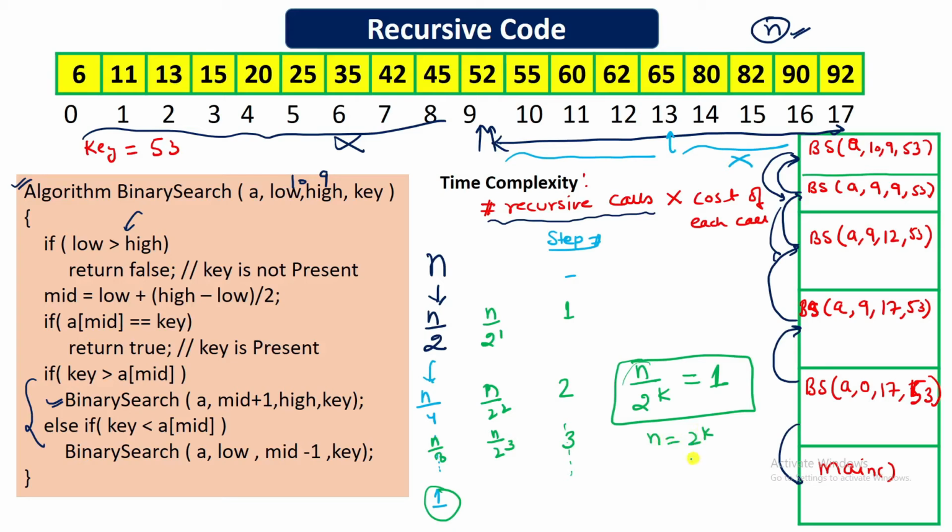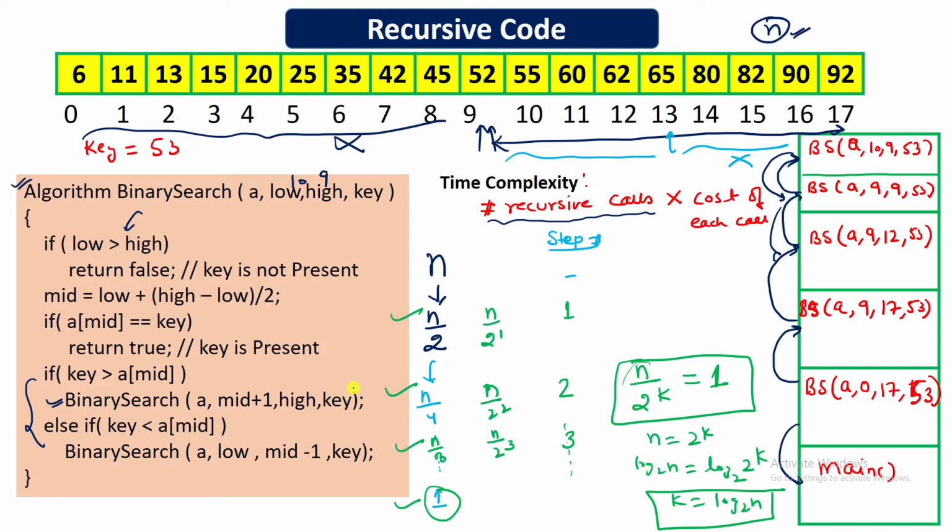If I solve this and take log base 2 on both sides, this will give us k, and k will become log base 2 of n. So that means these are the steps from n to 1. This is the first step, then in the second step my search space will be reduced to n by 4. In the third step it will be reduced to n by 8. Element means the search space, and in log n steps the search space will be reduced to only a single element, and then the binary search algorithm can stop. So my total recursive calls will be log base 2 of n.